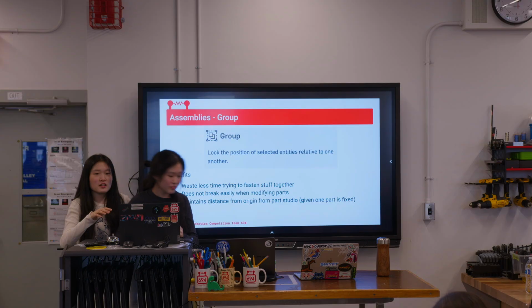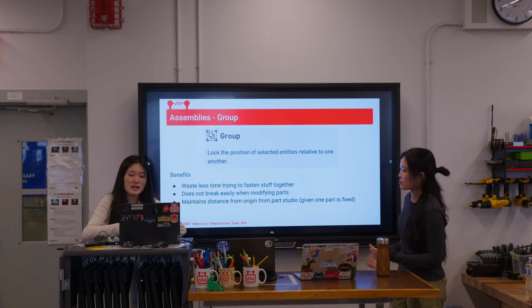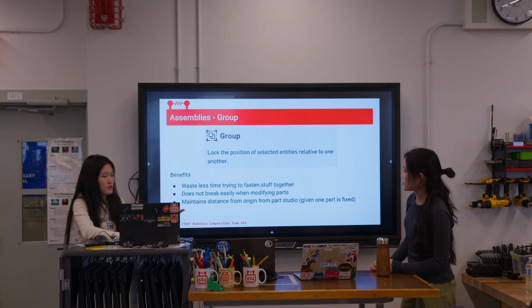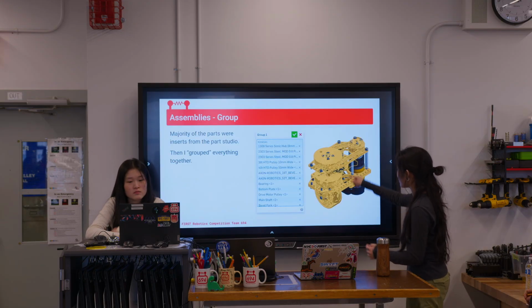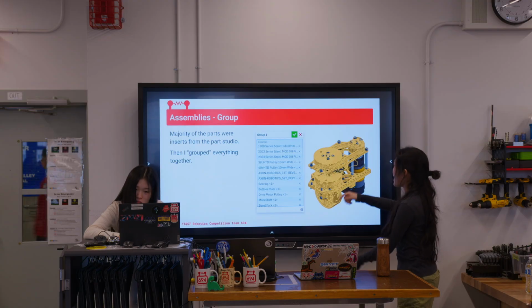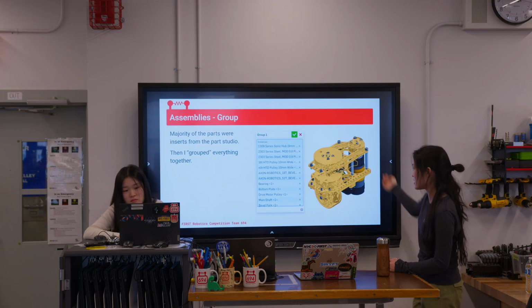And this is possible because in your part studio, everything is already located where it needs to be in 3-dimensional space. So it doesn't matter if you group it, because the parts are already in the correct location. Instead of having to fasten this plate to this pulley to this bearing, I just group everything together. Then I don't need to worry about things misaligning and misassembling in the assemblies.